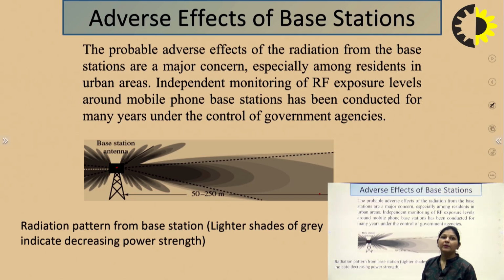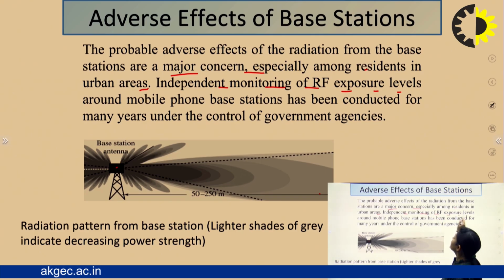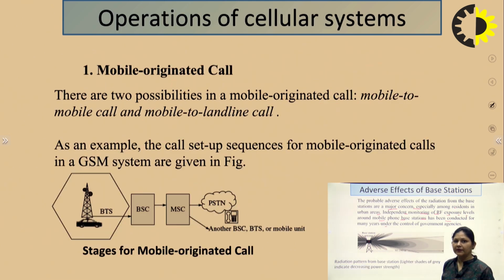Now, probable adverse effects of base stations. Nowadays we are hearing that the power radiated by the base stations is causing adverse effects on people. It generally affects people in urban areas because the distance between the antenna and the urban people is less. So the power radiated by these antennas will be in direct contact with human beings. The probable adverse effect of the radiation from the base stations is a major concern, especially among residents in urban areas. Independent monitoring of RF exposure levels around mobile phone base stations has been conducted for many years by the government.